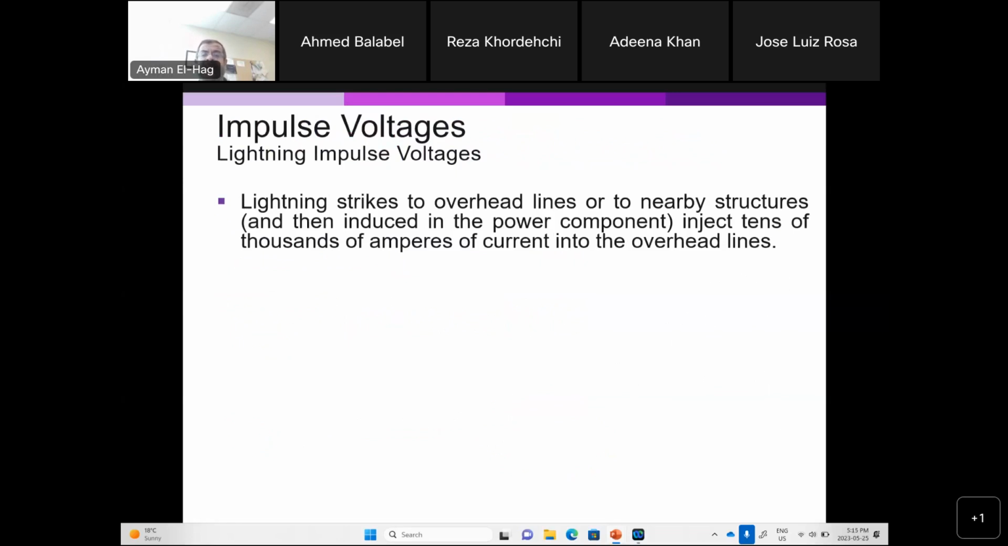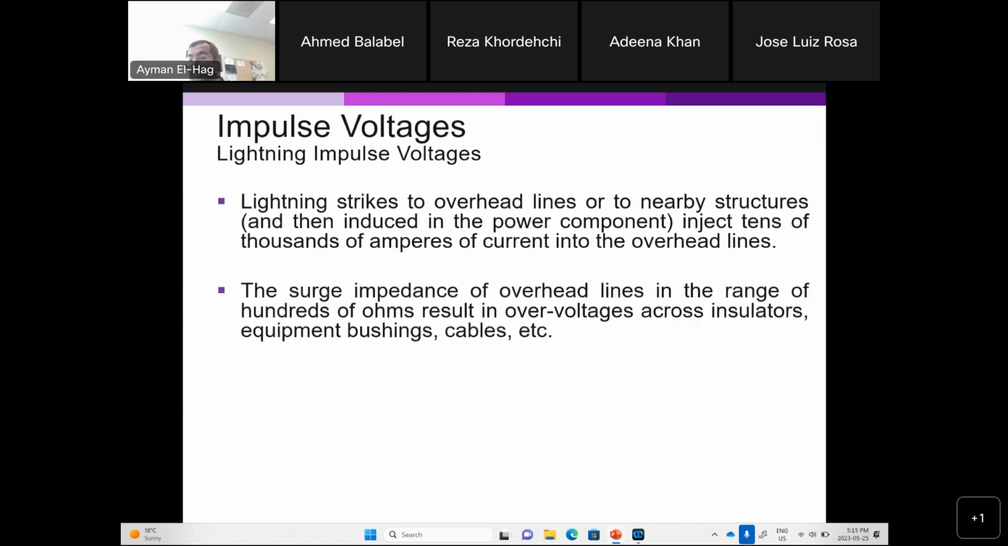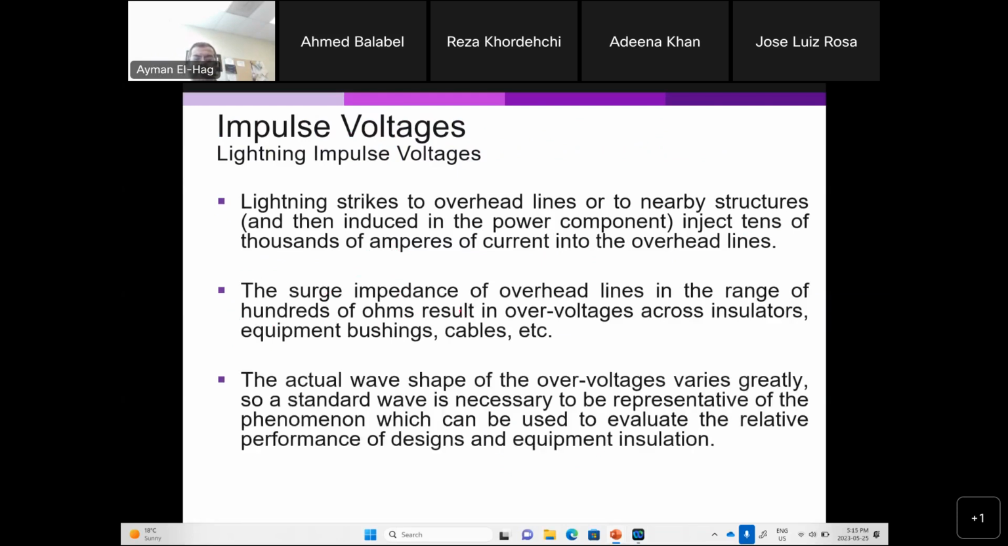Now, when a lightning strike hits a transmission line, it will inject tens of thousands of amperes. Because the surge impedance of the overhead lines is in the range of hundreds of ohms, you will have a very high voltage across the insulators, bushings, cables, and so on and so forth.